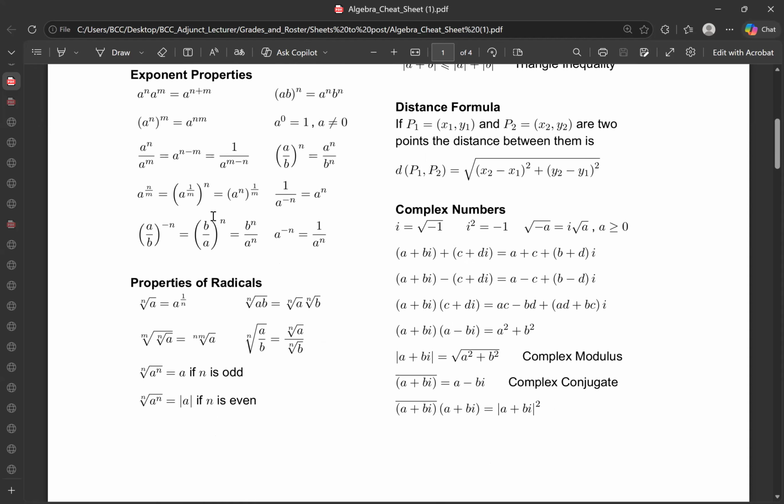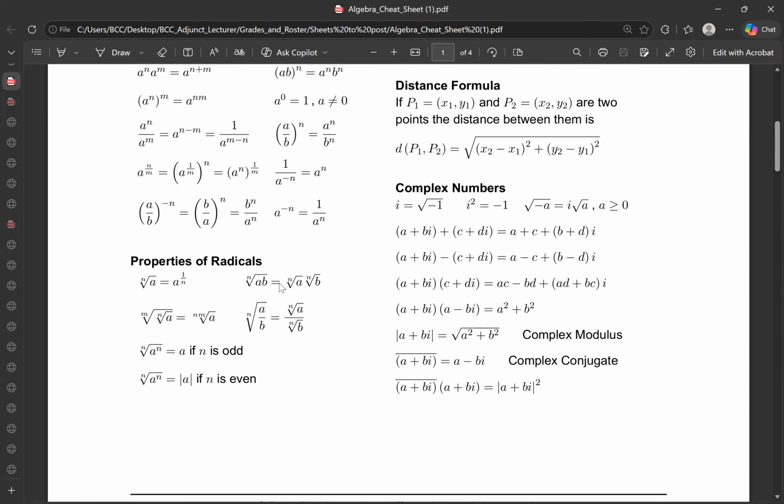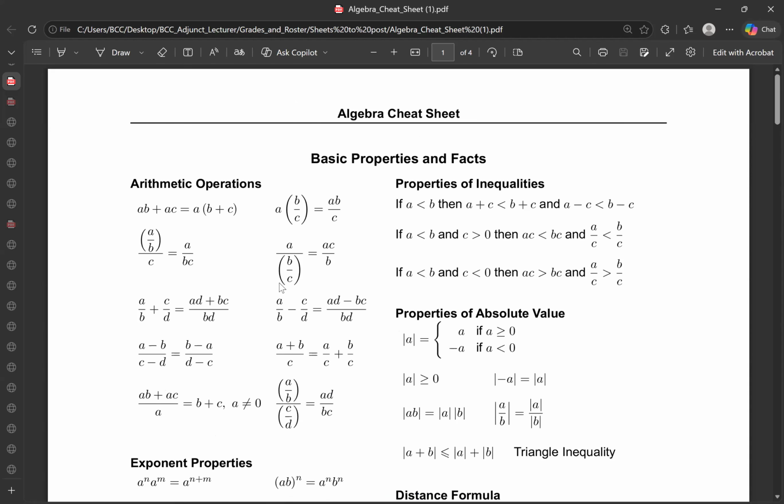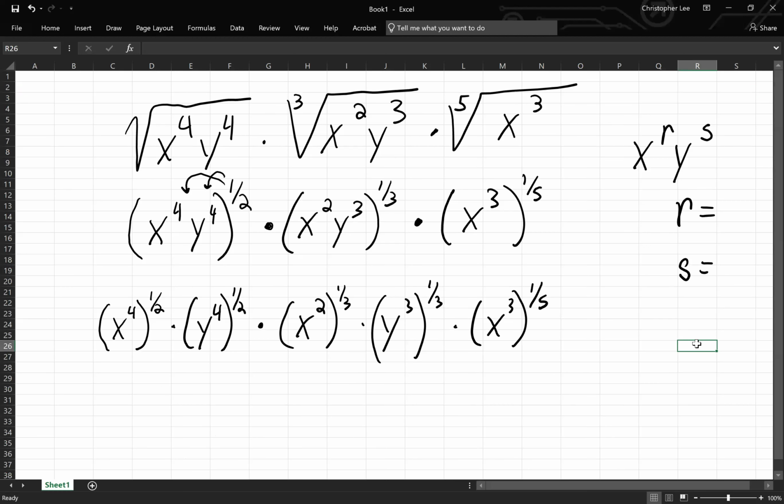All right, here are all your radical properties here. So you see, you don't need to really memorize anything. If you don't remember, just look it up. No harm, no shame in that. Sometimes I don't remember everything, you know.